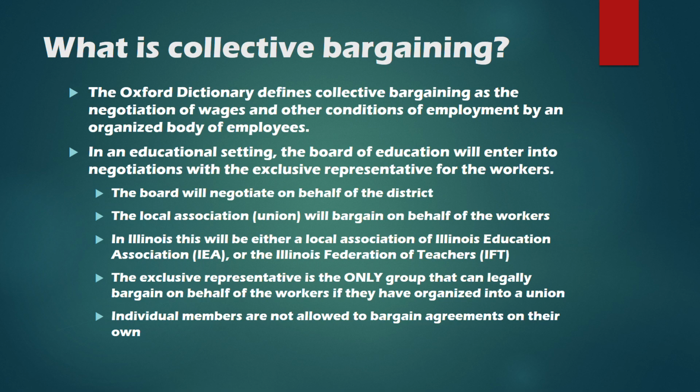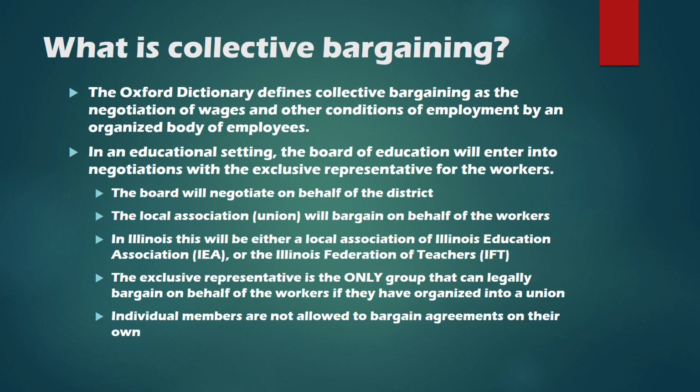And so that's going to encompass a lot of things. We're going to talk about what can be talked about on the next slide. But in an educational setting, this is really going to be the Board of Education and the employees, whichever group of employees it is. The board is the negotiating body for the district. Now, it all depends on what district you are in for how the board handles that.